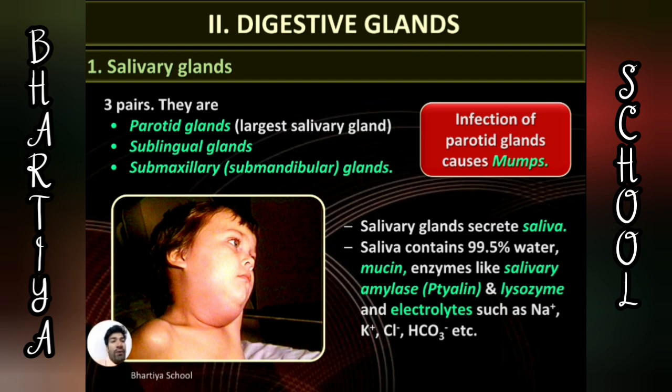The infection of the parotid gland is called mumps. In this condition, swelling occurs in the neck region. We can clearly see this condition, which is called mumps.